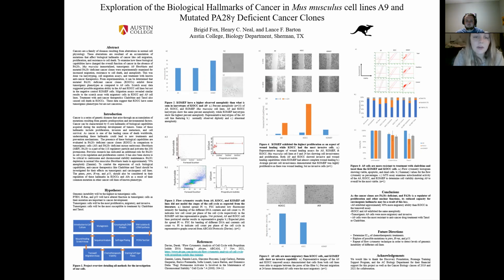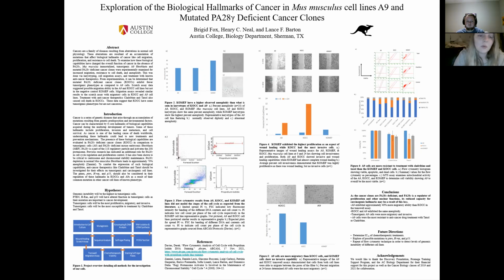In this study, the presence of these biological capabilities is evaluated in PA28γ deficient cancer clones in comparison to tumorigenic cells of known phenotype in PA28γ deficient mouse embryonic fibroblasts. PA28γ is part of the 11S regulatory complex and activates the 20S proteasome. In addition, it is important because previous research has indicated its importance in cell cycle regulation and proliferation control, as well as the centrosome and chromosomal stability maintenance.